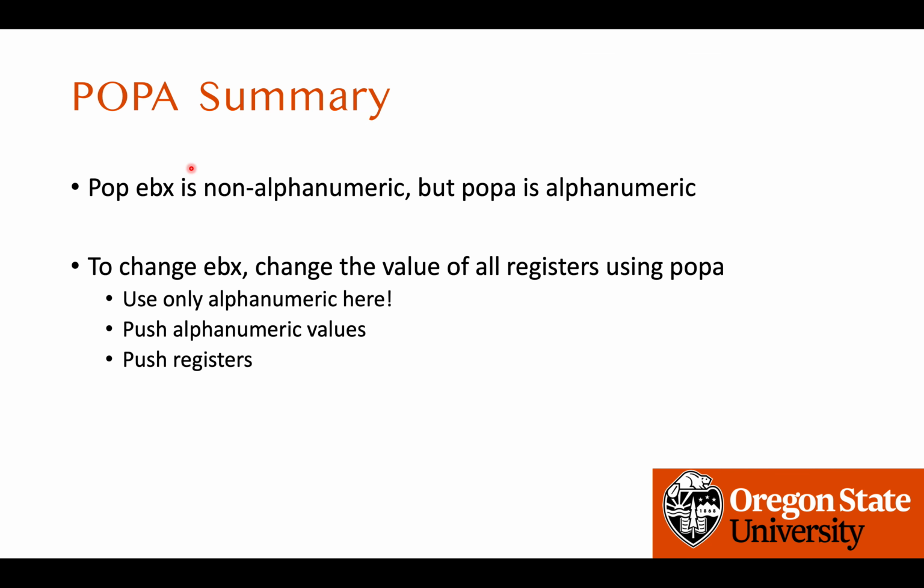So the implication is that you cannot use a pop EBX in writing alphanumeric shellcode because that opcode is not alphanumeric, but POPA is alphanumeric, so you can use that to change the value of EBX as well as the value of other registers except for ESP. Because POPA itself is an alphanumeric instruction, use that in writing alphanumeric shellcode.